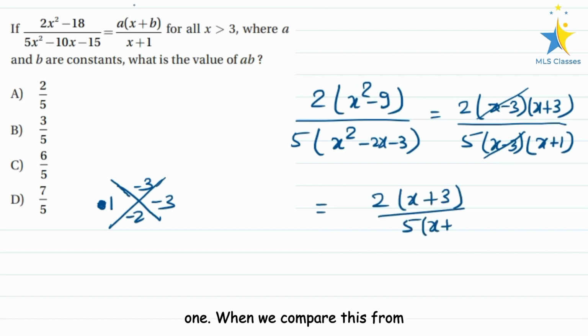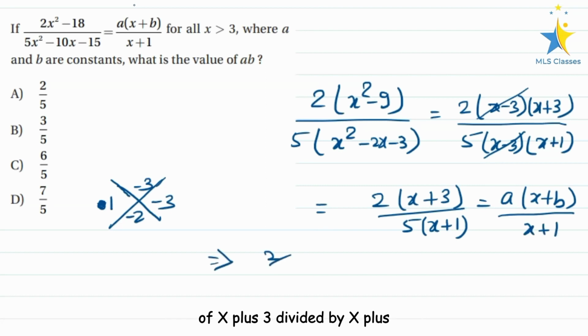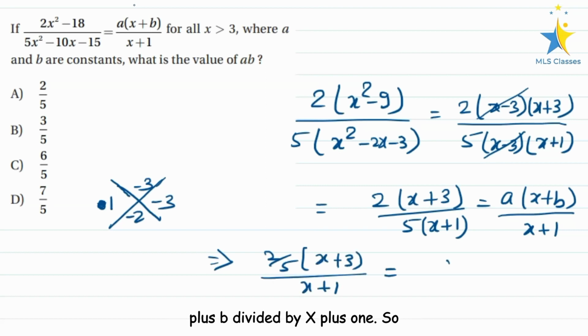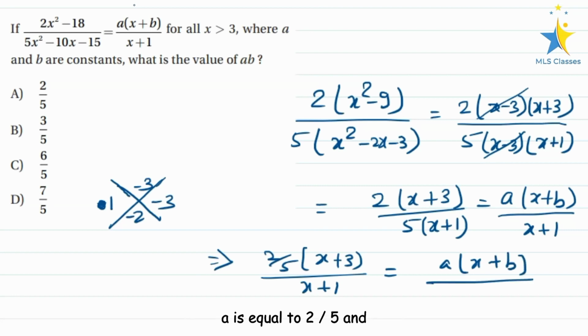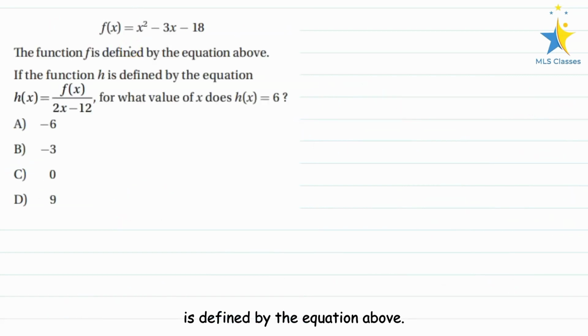When we compare this with a times x plus b divided by x plus 1, we can write this as 2 over 5 times x plus 3 divided by x plus 1, and that is equal to a times x plus b divided by x plus 1. So a is equal to 2 over 5 and b is equal to 3. We need to find ab, so ab will be equal to 2 times 3 over 5, that is 6 over 5. So it's option C.